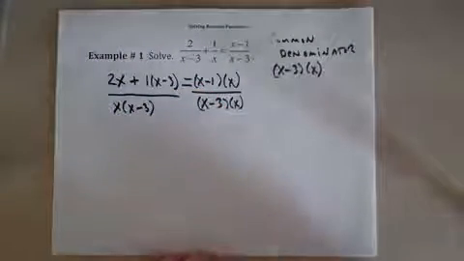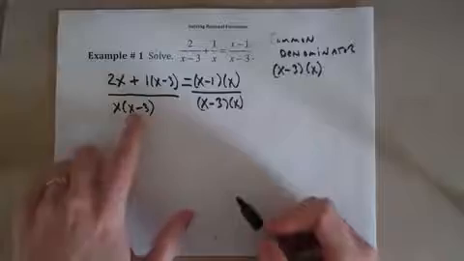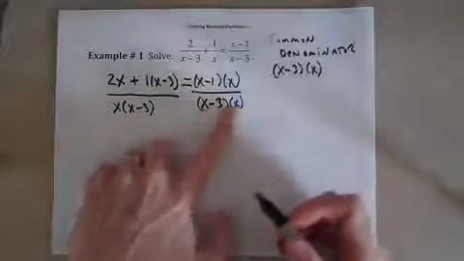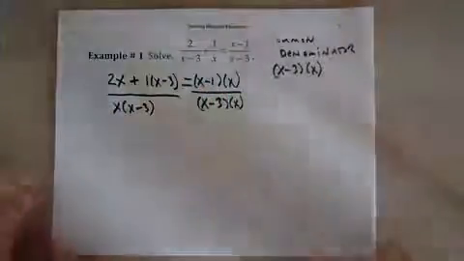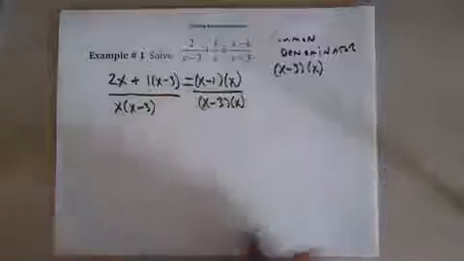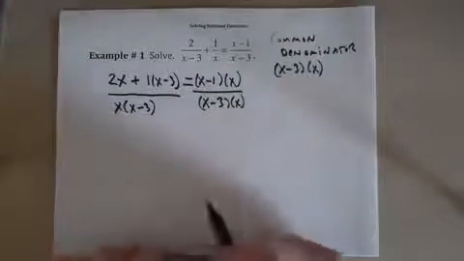Hey, why did he do that? Why did I put those things x and x minus 3, or then x minus 3 times x? No reason for that. I don't know why my brain did that, but it doesn't matter.